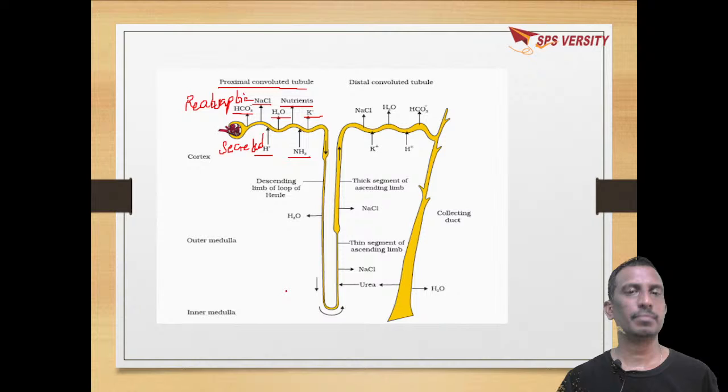And then when it comes to the distal convoluted tubule, sodium chloride, water, and bicarbonate ions are reabsorbed, and potassium and hydrogen ions are secreted into this. And even you can see the collecting duct where water is reabsorbed. So wherever the water is reabsorbed, the concentration of filtrate will increase. Okay. So wherever there is a secretion, the concentration will decrease. So in each and every part of this nephron, you can see the tubular secretion and you can see the tubular reabsorption.